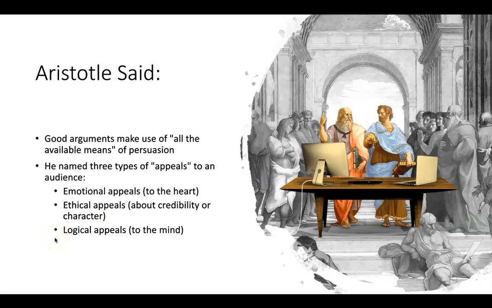Okay, so here we have Aristotle yet again. And Aristotle was the one who posited these ideas of the three appeals of argument. And what do we mean by appeals? We mean the ways in which we appeal to our audience, right? Literally how we appeal to different aspects of our audience. So Aristotle noted that good arguments make use of all the available means of persuasion. So what are the available means of rhetoric?